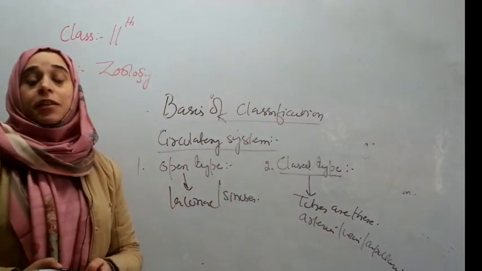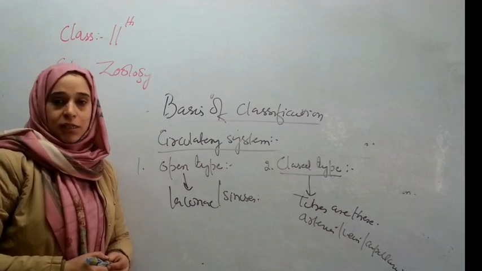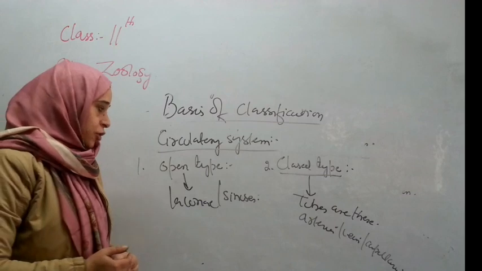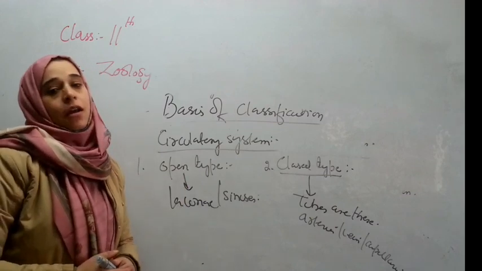Students, we are here discussing the basis of classification, and here we are discussing the different physiological systems. The systems we have already discussed are the digestive system, respiratory system, and the circulatory system. The rest of the systems will be discussed in another video lecture.